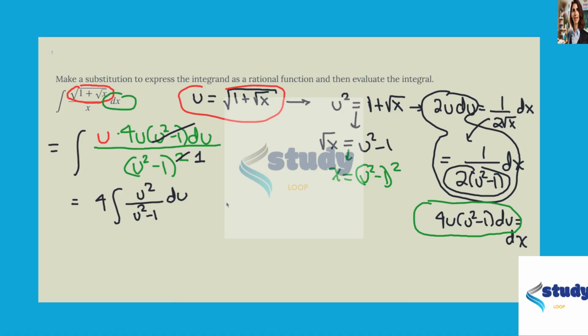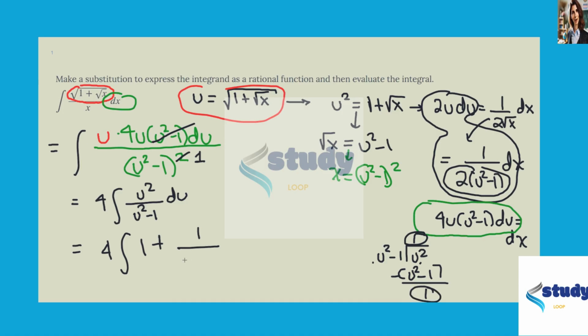So let me go to the side to do that. u squared over u squared is 1. Multiply. Subtract. We get a remainder of 1. This means that we can write the integral as the quotient, which was 1, plus 1 from the remainder, divided by the original denominator. Now we have this integral to deal with.